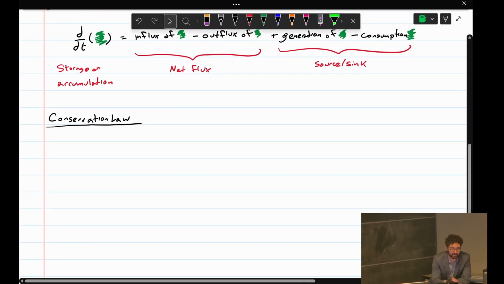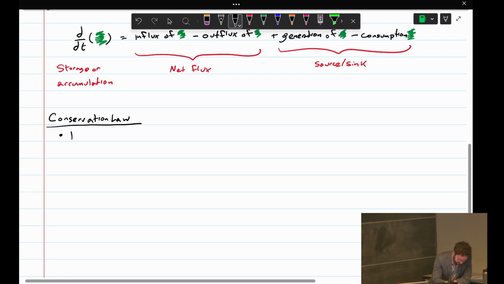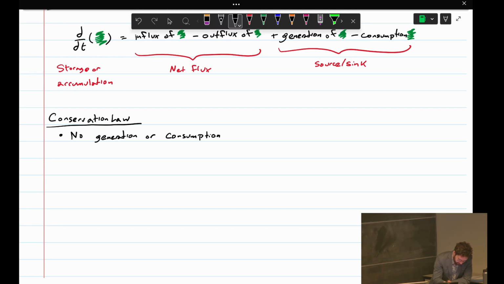The thing that characterizes something that's conserved rather than something that's just balanced is that there's no generation or consumption allowed. So can anyone think of some examples of things that we're not allowed to generate or consume? Yes, Aaron.